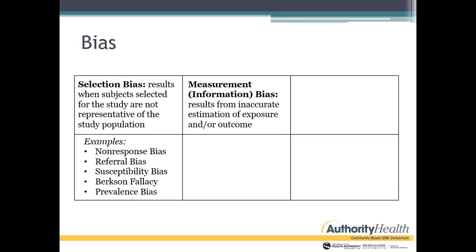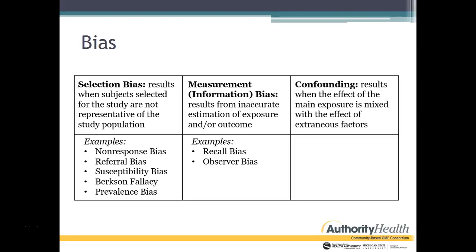Measurement bias, which results from inaccurate estimation of the exposure and/or outcome. And we'll specifically look at these two. And then we'll go through quickly confounding, which results when the effect of the main exposure is mixed with the effect of extraneous factors like we talked about earlier.